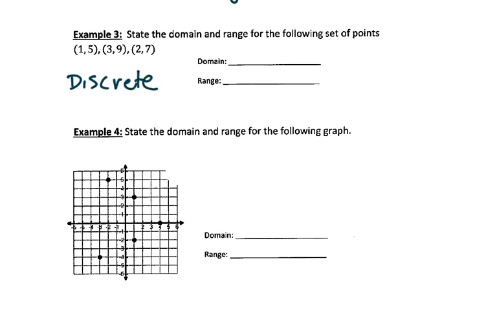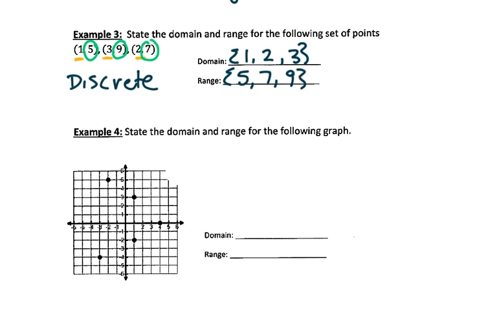So this is discrete. My domain, I look at the x's, so 1, 3, and 2. And I just need to make sure that I put them in order from lowest to highest. So I have 1, 2, 3. Then I look at my y's, which are 5, 9, and 7. And I got to put them in order from lowest to highest, so 5, 7, 9. That's it.